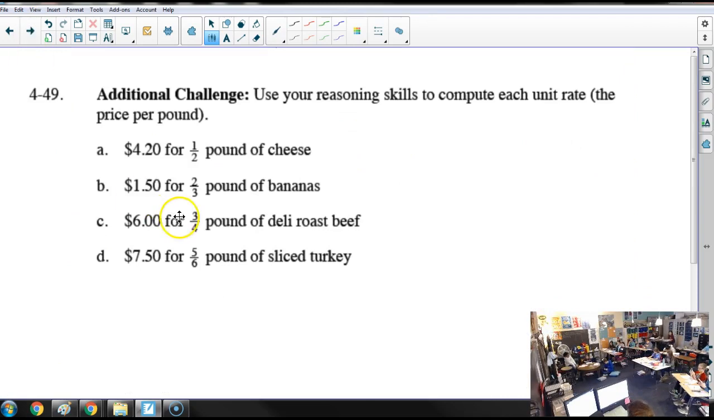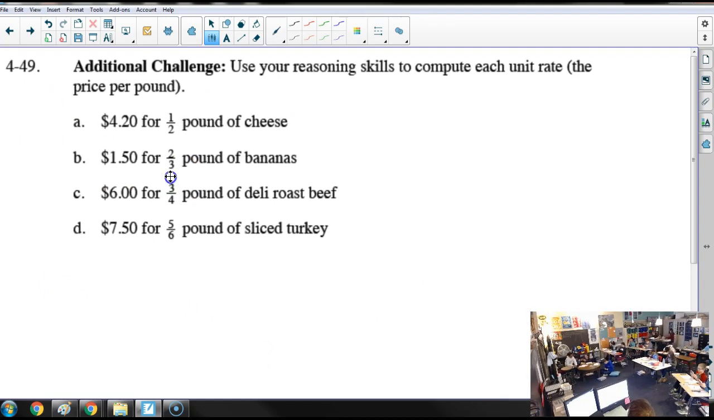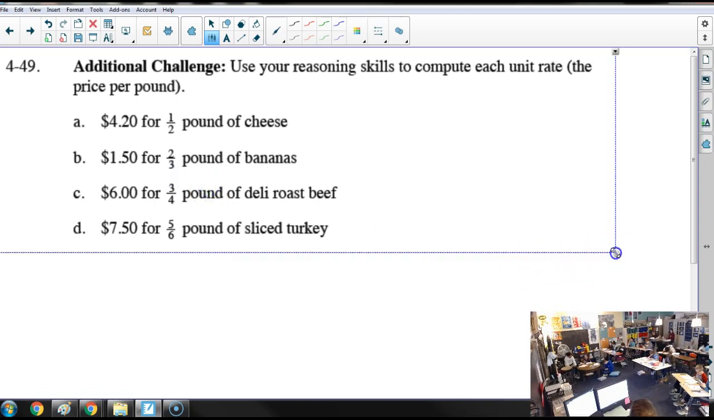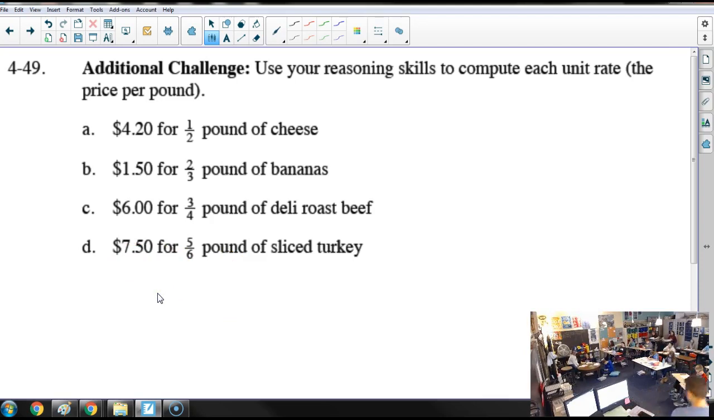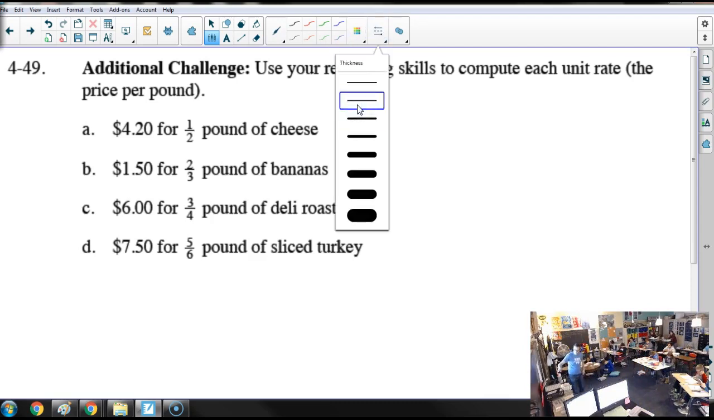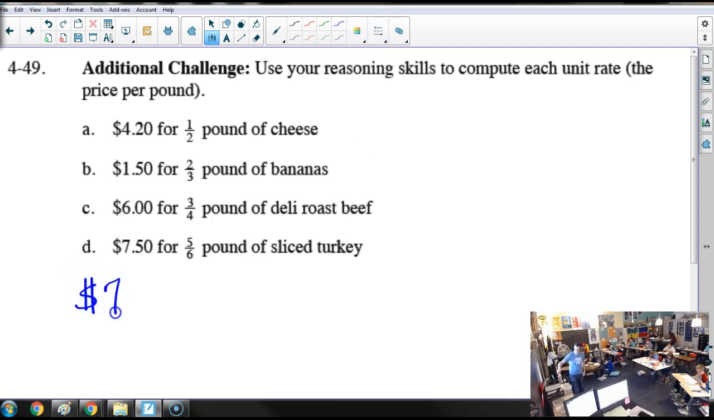So, last thing we're going to do, calculate the unit rate for each of these. Now, I will do one of them for you, and I'll do arguably the hardest one. Let's do D first. If it was $7.50 for 5/6 of a pound of cheese. I want to cover these because it's on your homework. We're going to do these, and then we're going to get you back to science.